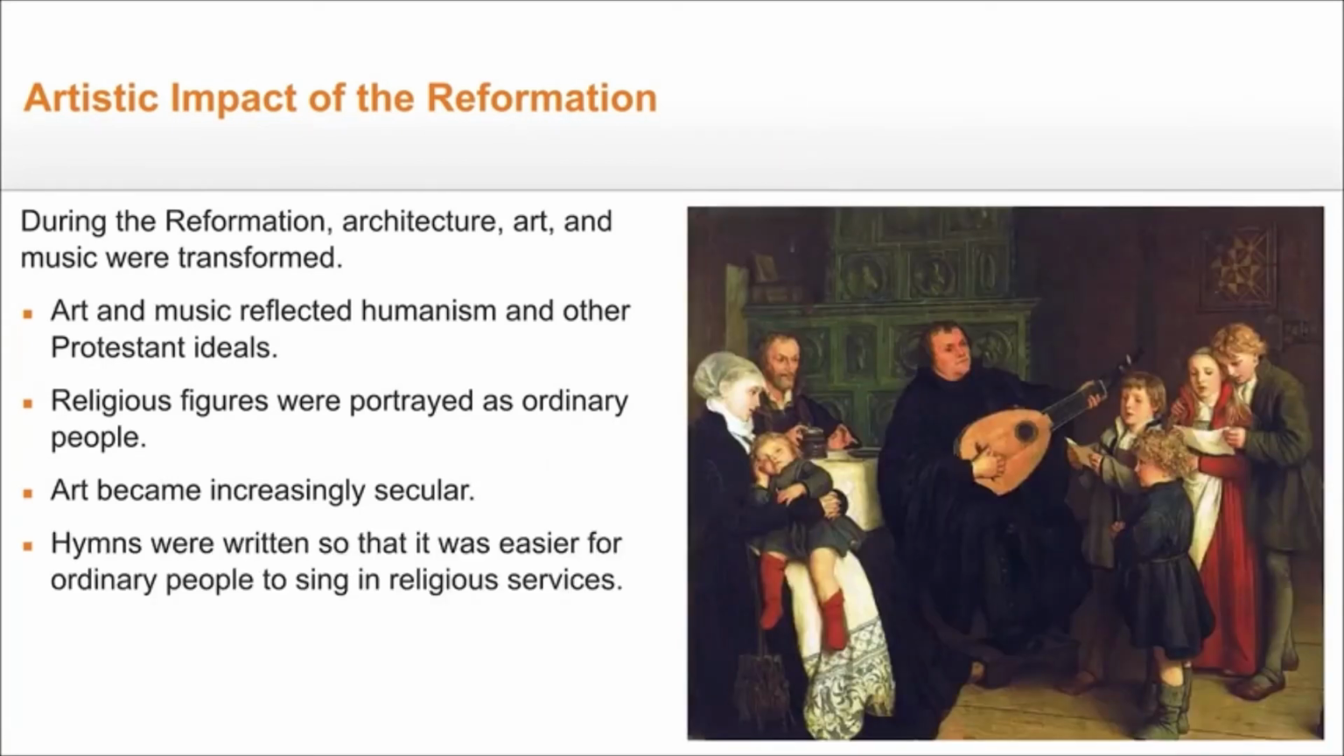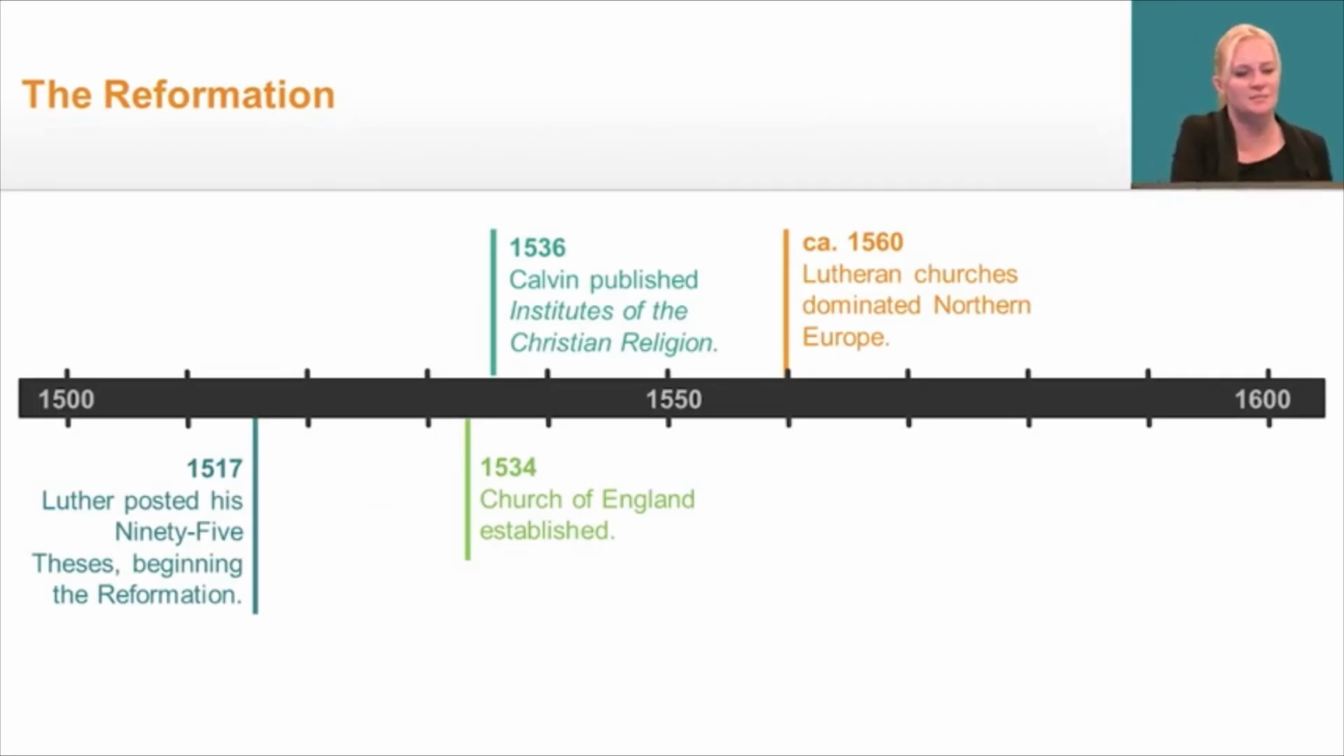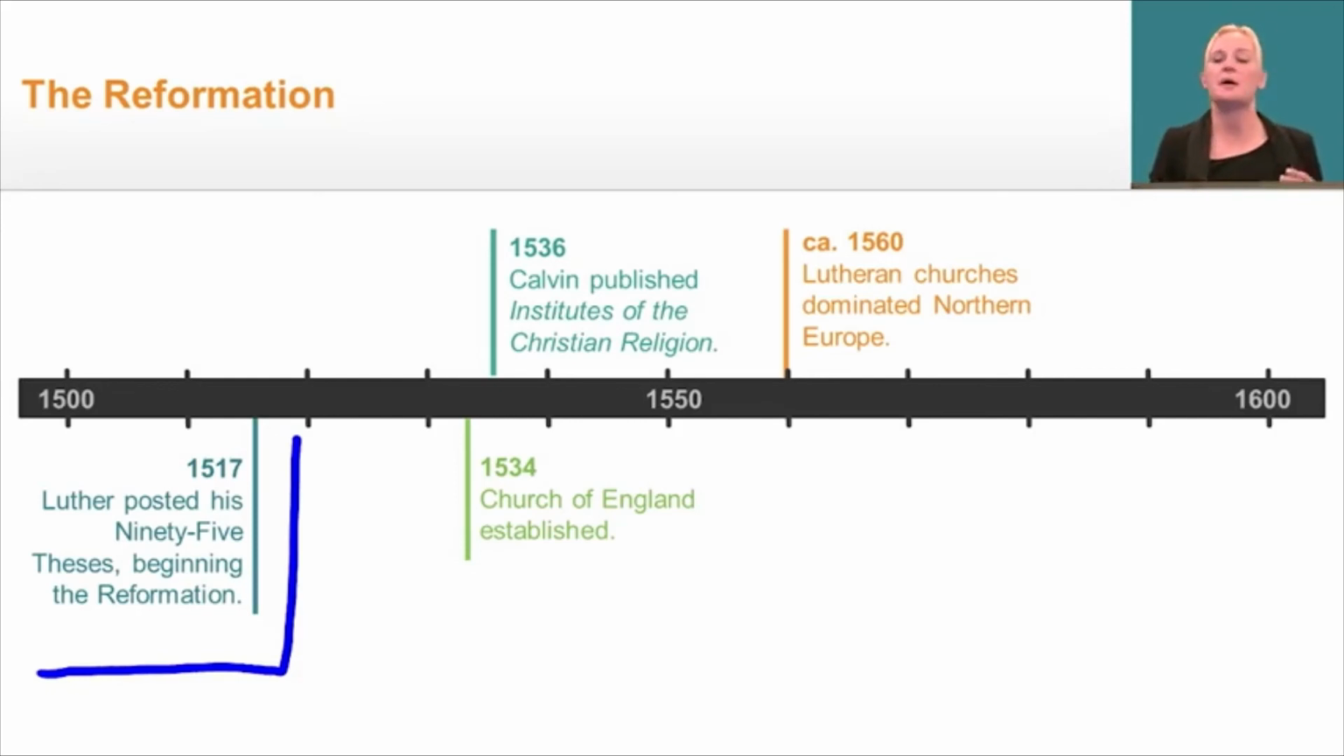In addition, songs of worship, called hymns, were written and sung in some Protestant churches. Martin Luther composed many famous hymns, often in his native German, so that ordinary worshippers could participate in religious services. Here is Luther singing with his family. Here we can see the beginning of the Reformation, starting in 1517, when Martin Luther posted his 95 Theses. Now let's take a look at some of the things that were happening during this time period.